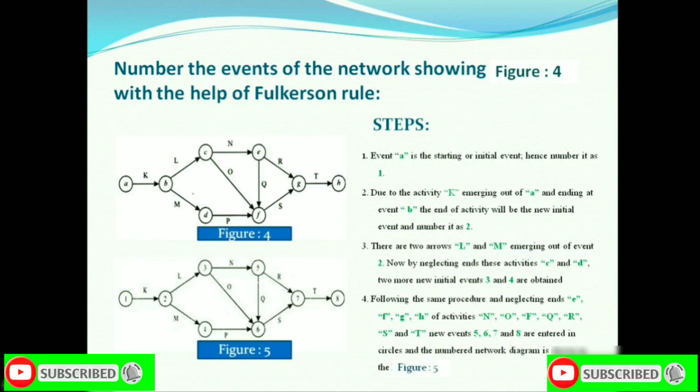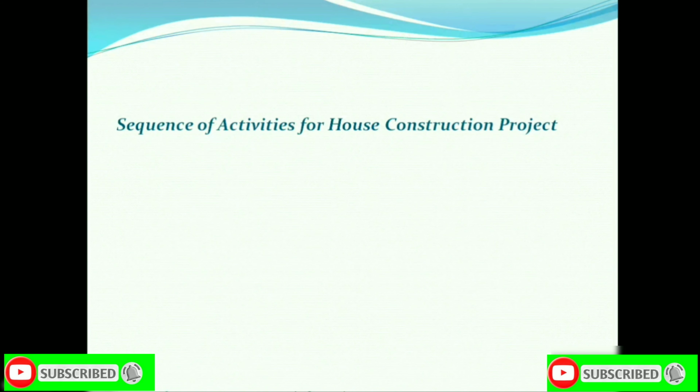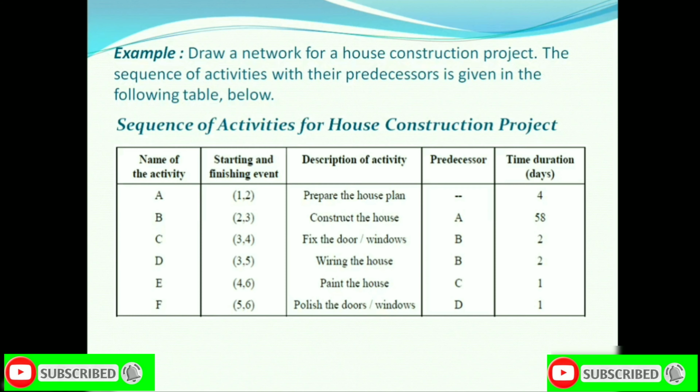Let us take an example of a house construction project to make the network clearer to you. Suppose we have 6 activities to construct a house. First, we make a house map and respective planning to construct a house, which is represented by activity A, and it takes 4 days. Then build the house, represented by activity B, which takes 58 days. Here activity B will start when activity A is complete. So A is the preceding activity of B.